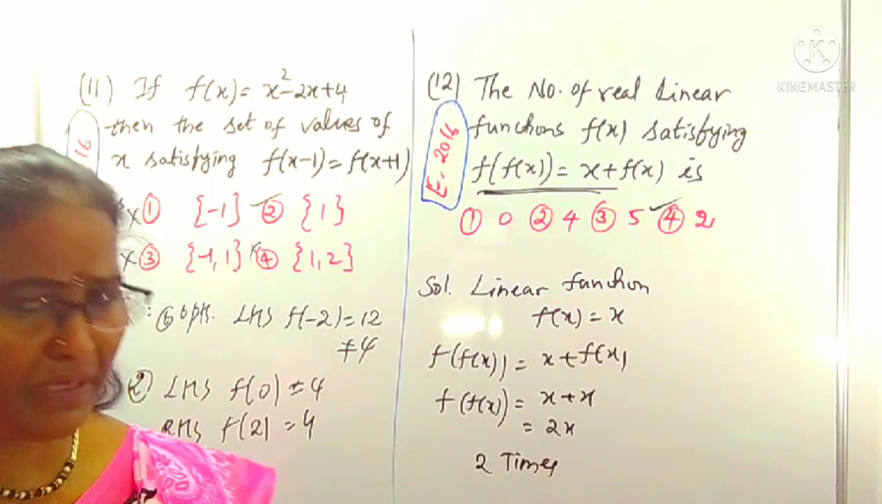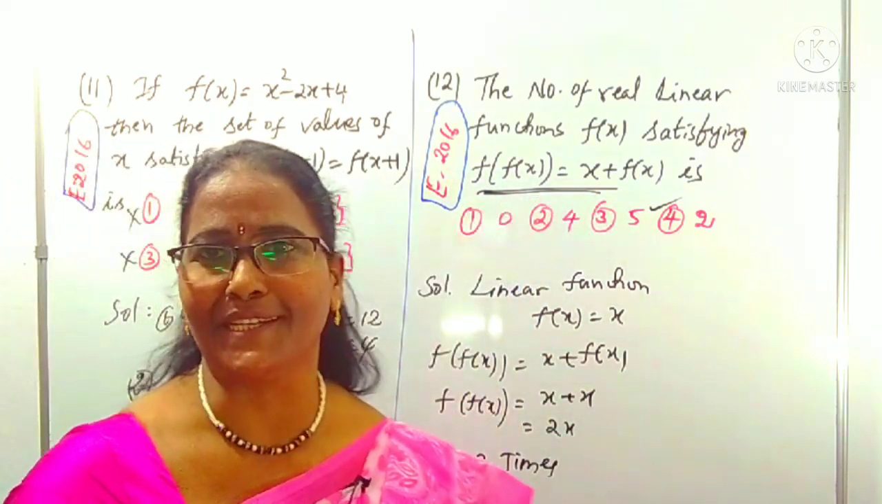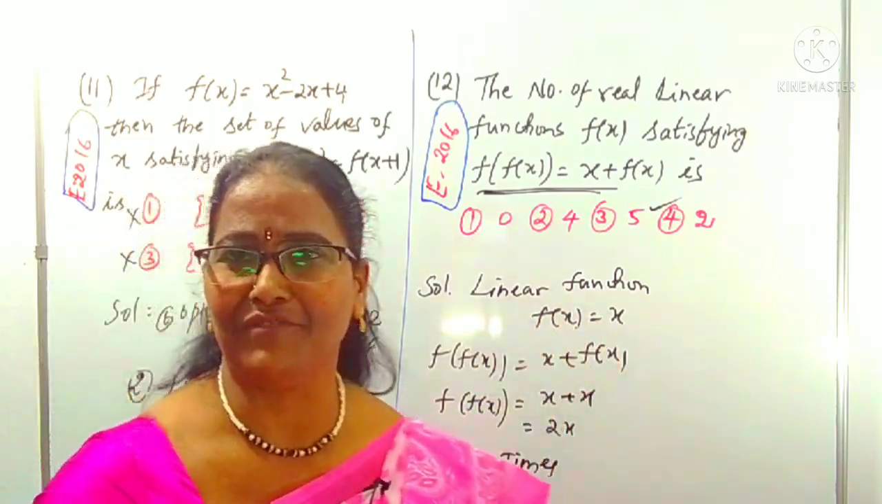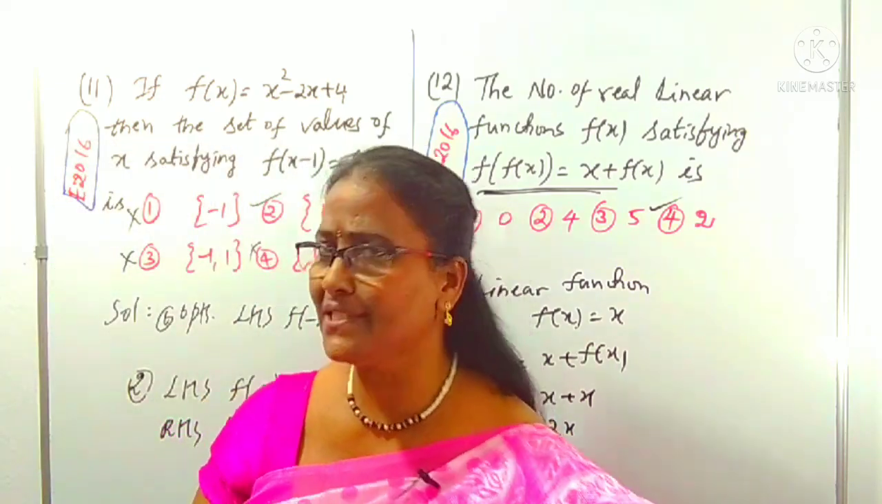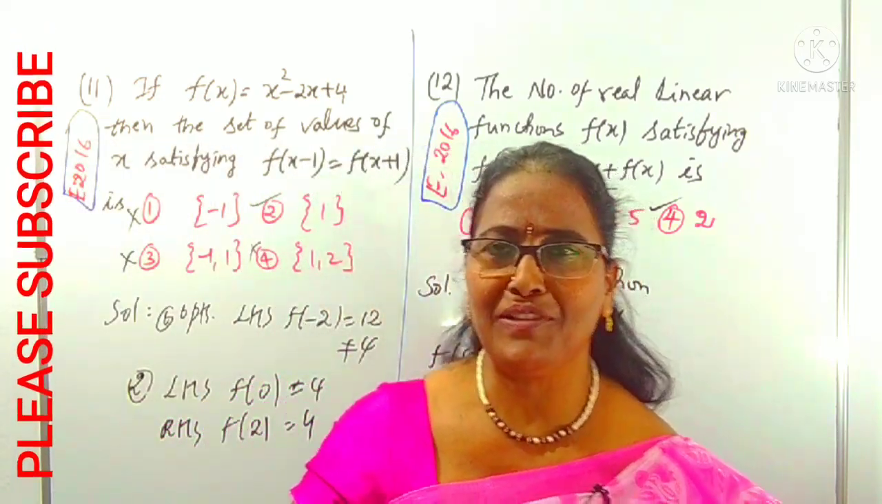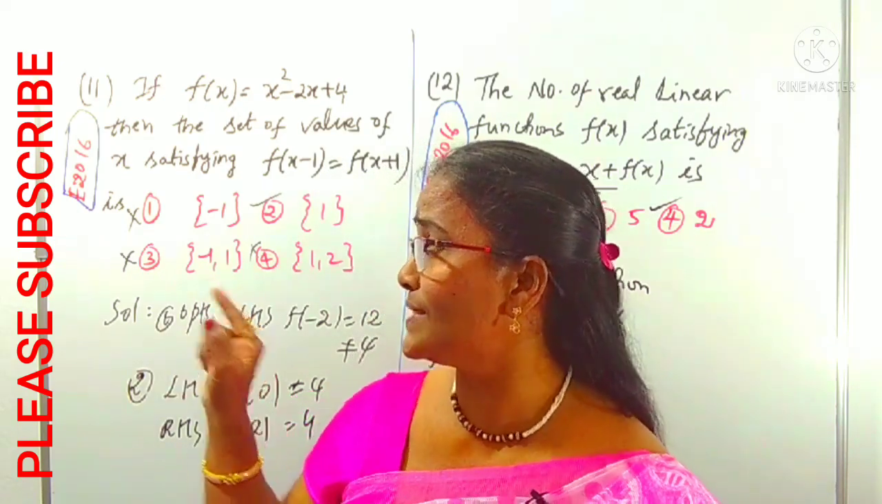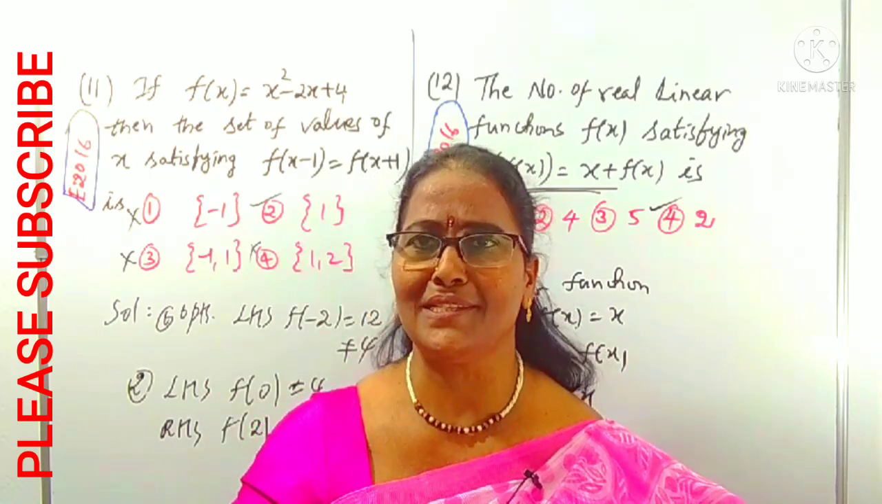That's it. So how many types of linear functions exist which satisfy this condition is what is asked. Linear function means identity function. It is in the form f of x equal x. Is it clear? So these are the various questions I discussed in this session. Previous semester set on the topic functions as part 1. Till 2016 questions I did. Some more questions I will discuss in part 2.